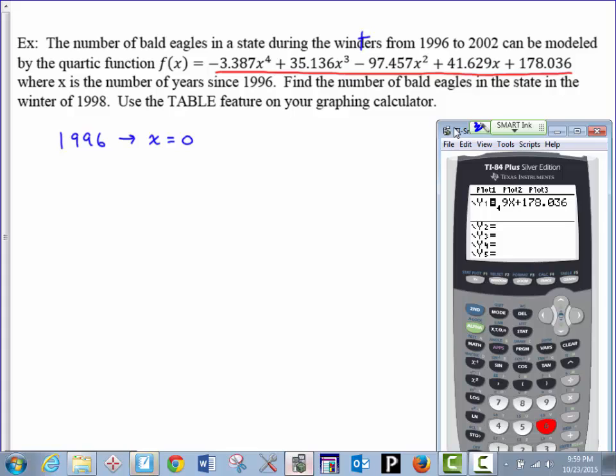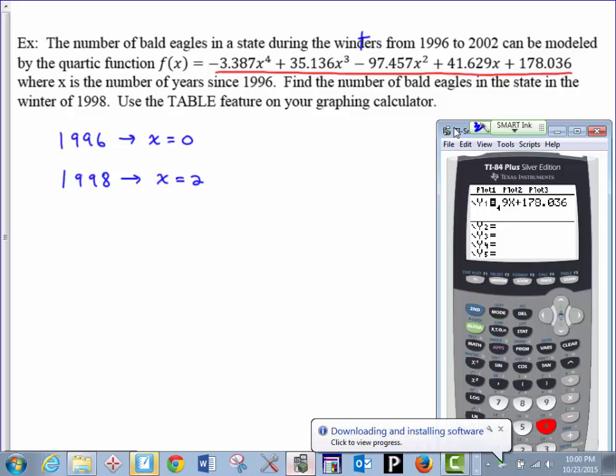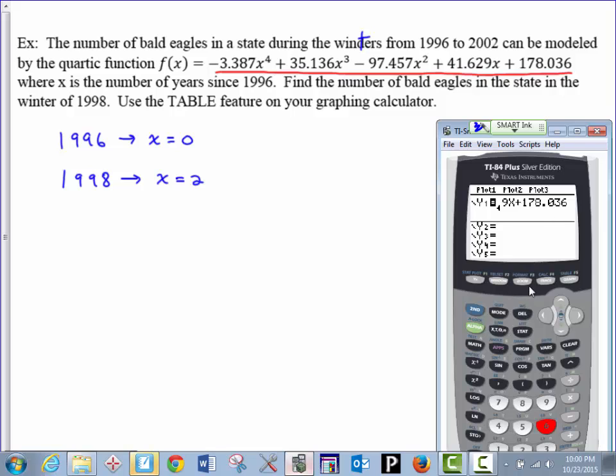It says find the number of bald eagles in the state in the winter of 1998. First thing we need to realize there is if they are asking about the year 1998, then the x value would be 2, since 2 years have passed between 1996 and 1998. Now, the reason they're asking us to use the table feature, we see here that this particular function is a really ugly and lengthy function, and it would be easy for us to use the table feature here.